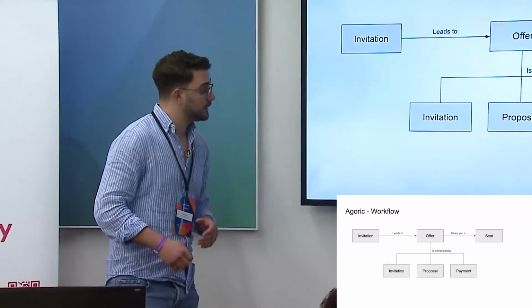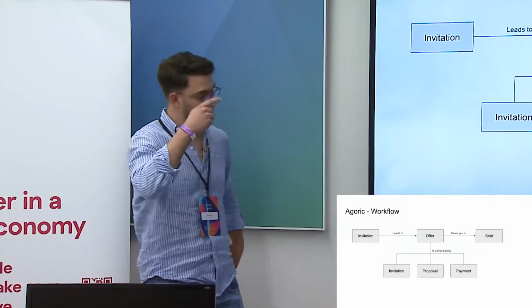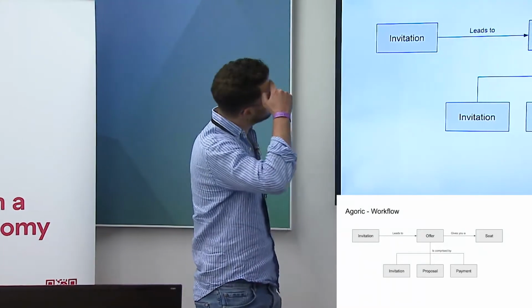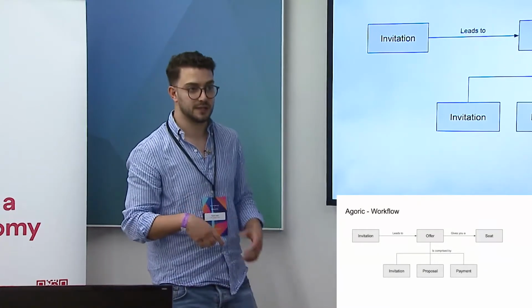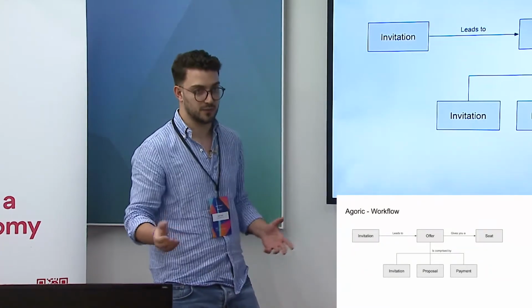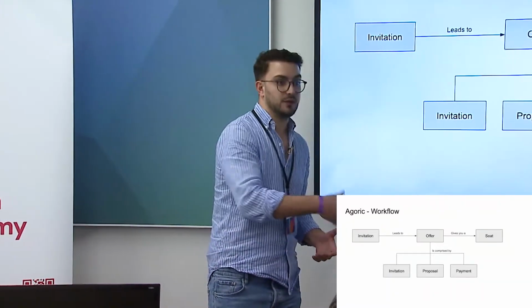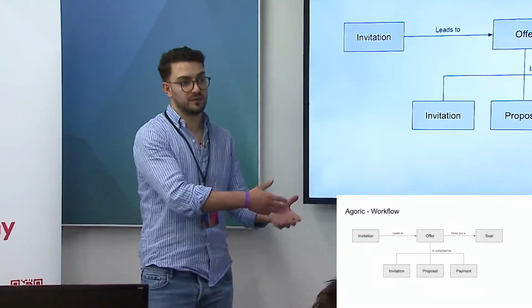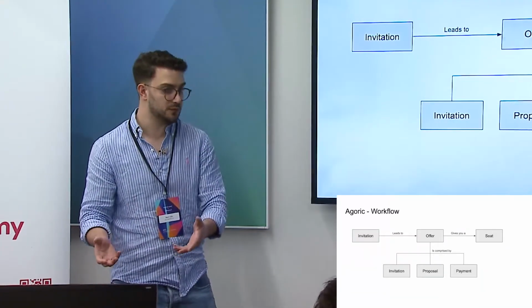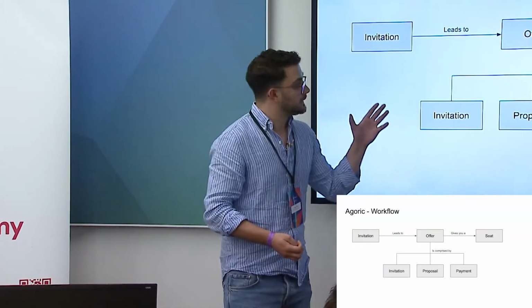Now, this is a basic workflow in Agoric, and you will also see this in a minute. So it all starts with an invitation, right? You need to get an invitation in order to make an offer to someone. You can either get the invitation if the creator of the contract provides you with one, or if the public facet of the contract exposes one. When you have that invitation, that leads to an offer.